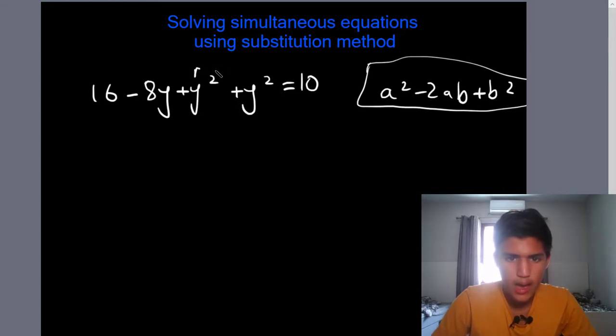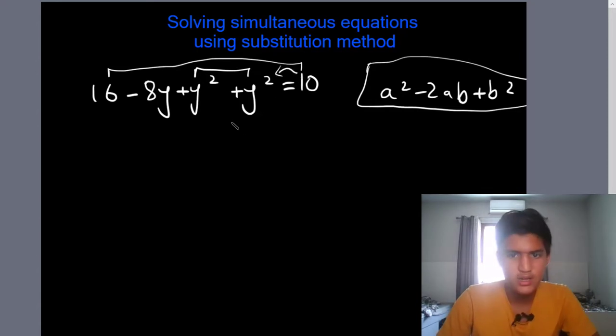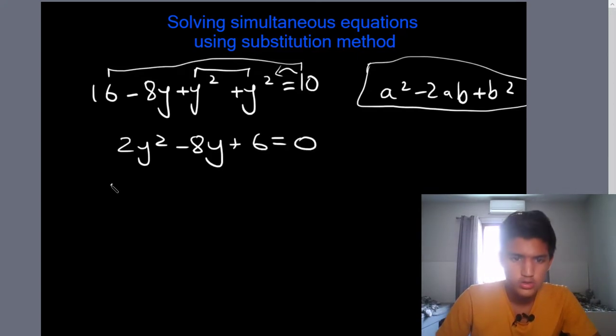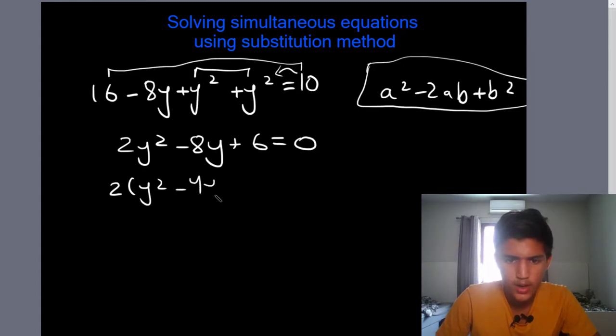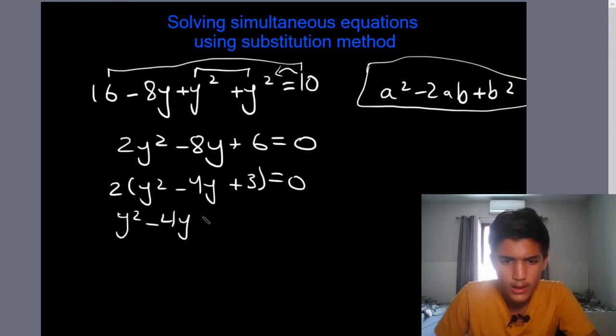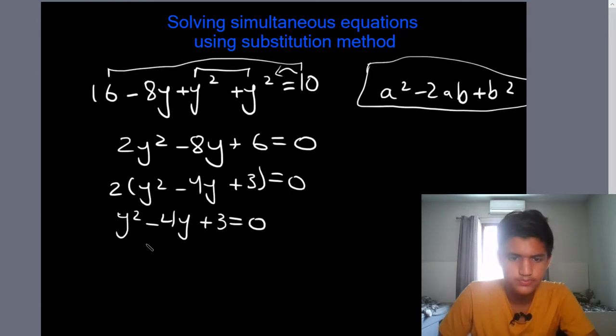So we're going to sum up these two and sum up these two. It's positive here, so when it comes to this side of the equation, it will become negative. So 16 minus 10 is 6. So 2y squared minus 8y plus 6 is equal to 0. Taking 2 common, y squared minus 4y plus 3 is equal to 0. 2 is multiplying the equation here, so it's going to divide 0 and the answer will be 0. The equation we're left with is y squared minus 4y plus 3 is equal to 0.